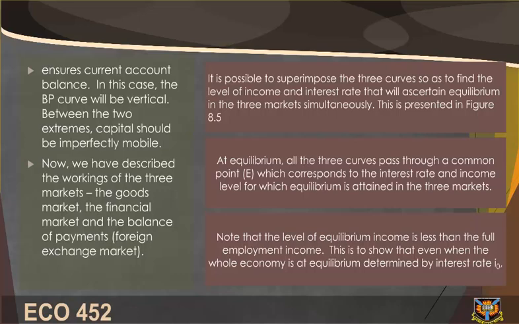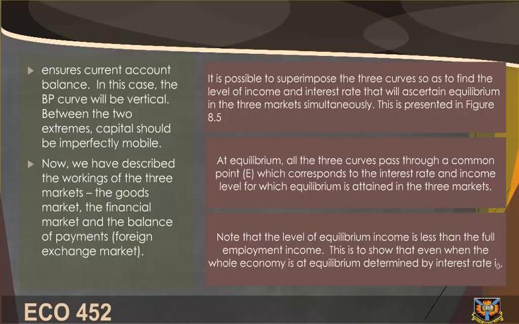Now, we have described the workings of the three markets: the goods market, the financial market, and the balance of payments foreign exchange market. It is possible to superimpose the three curves so as to find the level of income and interest rate that will ascertain equilibrium in the three markets simultaneously. This is presented in figure 8.5. At equilibrium, all the three curves pass through a common point E, which corresponds to the interest rate and income level for which equilibrium is attained in the three markets.